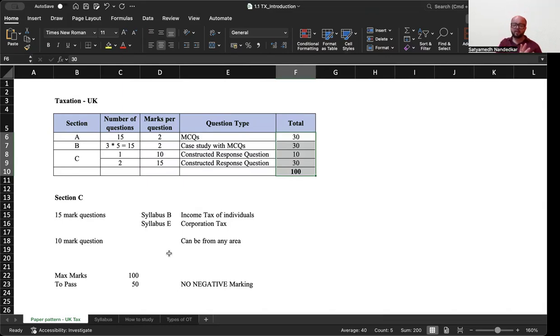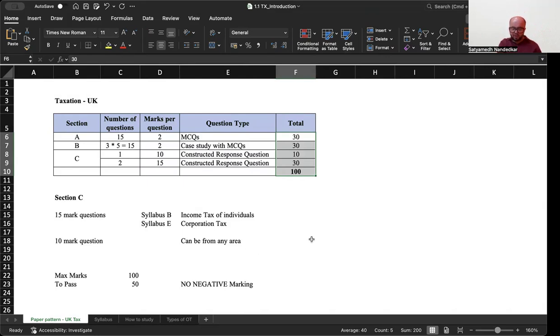But let's first of all look at the pattern for the UK tax paper. Like every other skill level paper, the UK tax paper has three sections. There is section A, which has 15 multiple choice questions of 2 marks each. Then there is section B. There are three short case studies, each one followed by 5 multiple choice questions. So 3 into 5, 15. Each question is worth 2 marks.